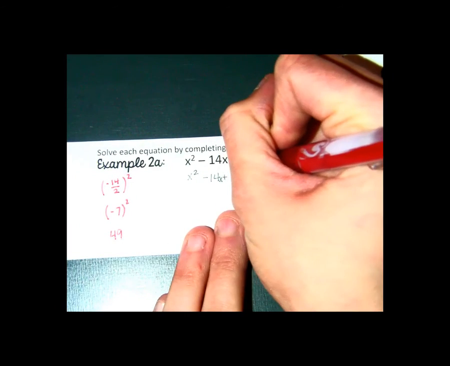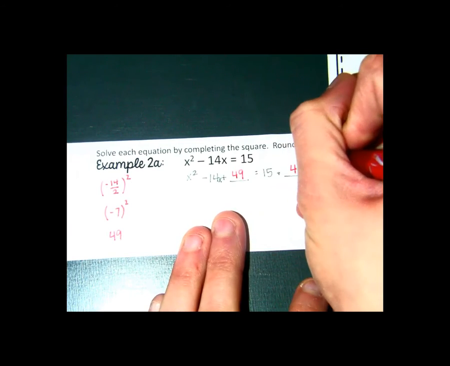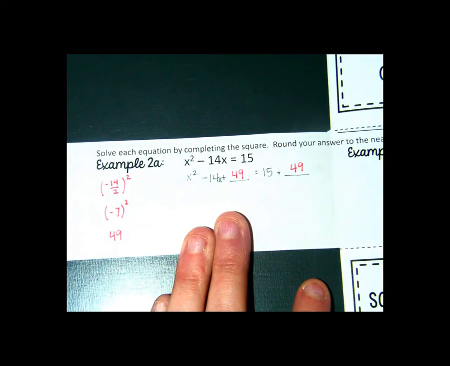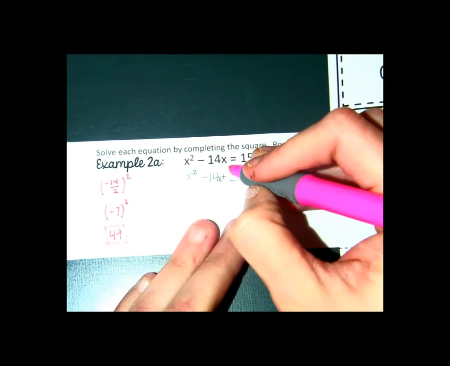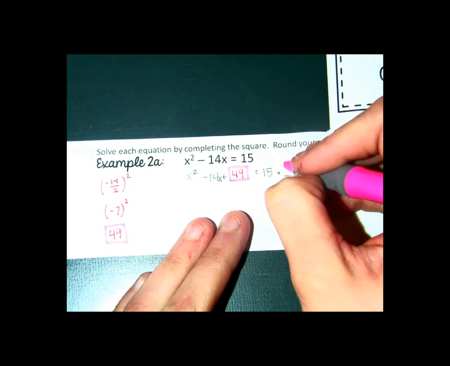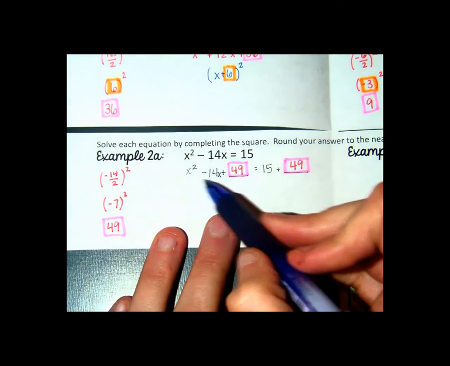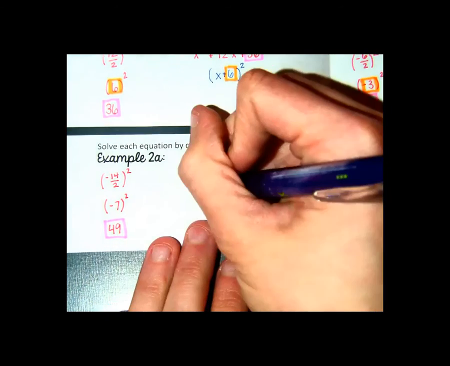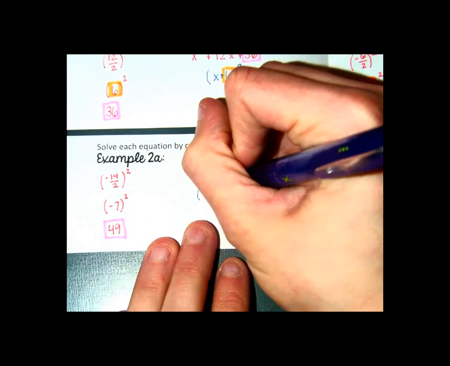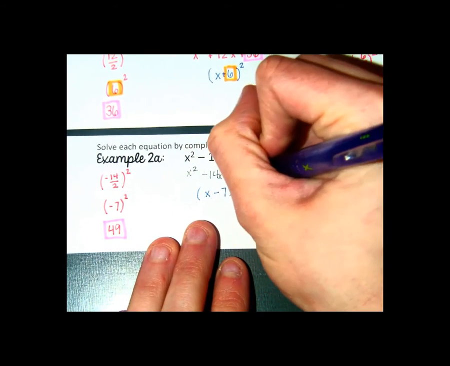I'm going to put it here and here. That came from right here. That's where it came from. Now, I need to go to the perfect square part. What is this side, x squared minus 14x plus 49, as a perfect square? Again, that came from here.